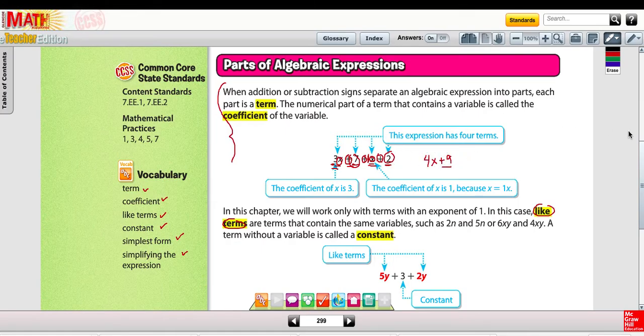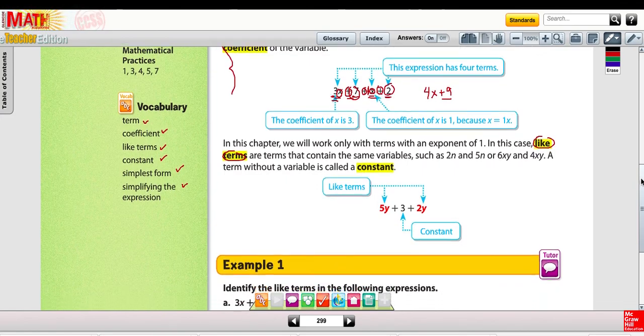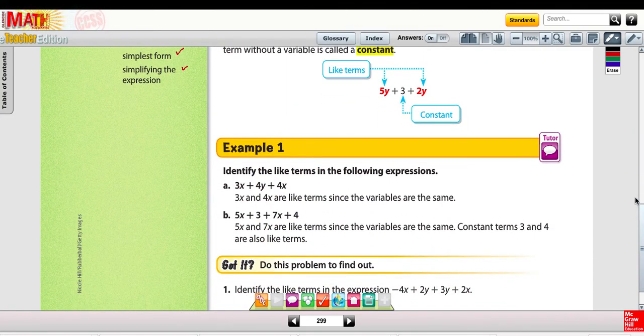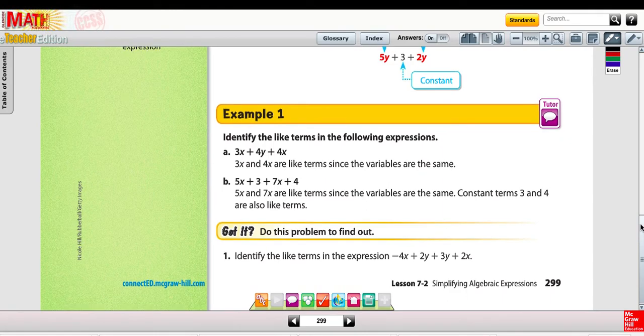Let's take a look at some examples of using those vocabulary words in context. In example 1, all we're doing is identifying the like terms. It's very easy here to see there are two like terms, 3x and 4x. In B we have 5x and 7x, but we also have 3 and 4. For got it, example 1 on page 299, go ahead and pause the video and try to identify the like terms on your own, and then press play when you're ready to see the answer.